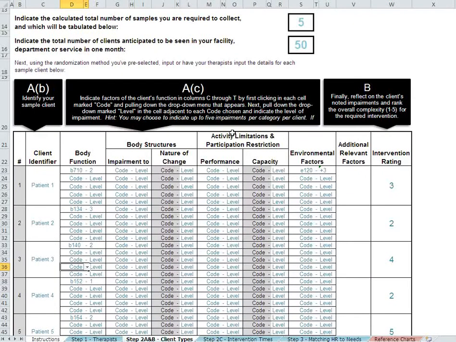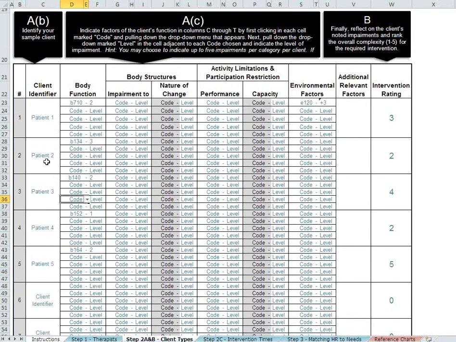area right here. And this is where the treating therapists begin to input information about the patients on their caseload. So what they do is they select client identifiers, they input the codes for the patients, and they also select an appropriate intervention rating code for their patients. And what I've done is I've gone on to add some information for a few more patients here. So you see patients 1 through 5, as well as intervention rating codes for each of these patients.